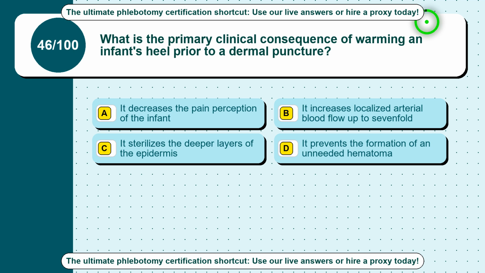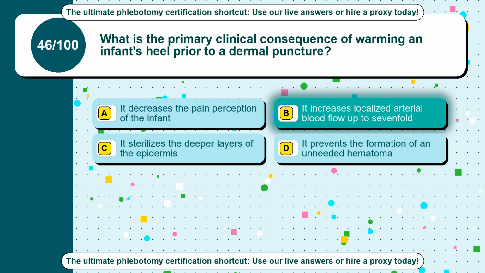Question 46. What is the primary clinical consequence of warming an infant's heel prior to a dermal puncture? Option A. It decreases the pain perception of the infant. Option B. It increases localized arterial blood flow up to 7-fold. Option C. It sterilizes the deeper layers of the epidermis. Option D. It prevents the formation of an unneeded hematoma.